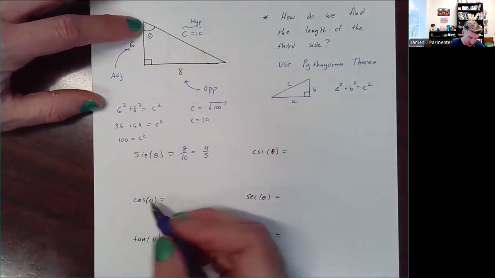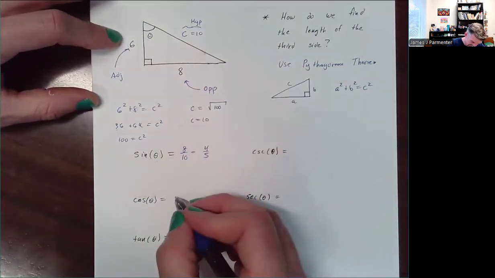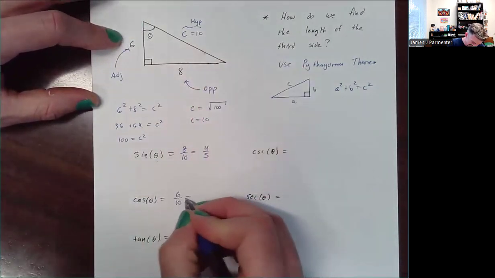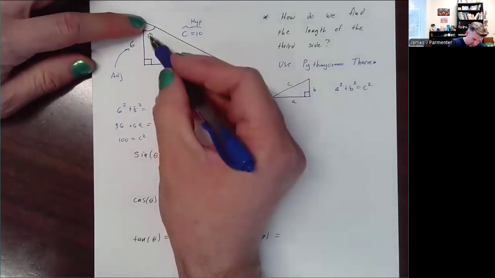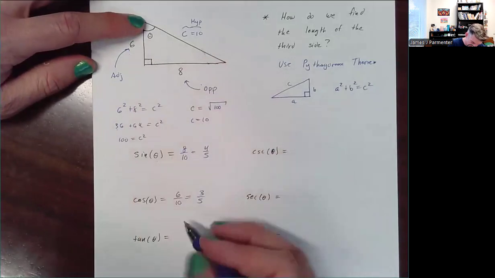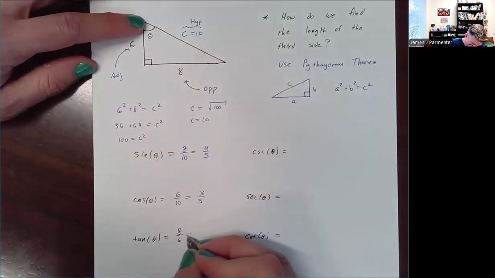Cosine of theta is going to be the adjacent over the hypotenuse, which is going to be 6 over 10. And I should reduce that to 3 over 5. And tangent of theta is going to be the opposite over the adjacent, which is going to be 8 over 6, which reduces to 4 over 3.